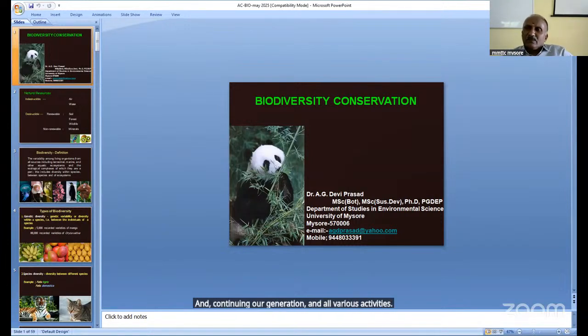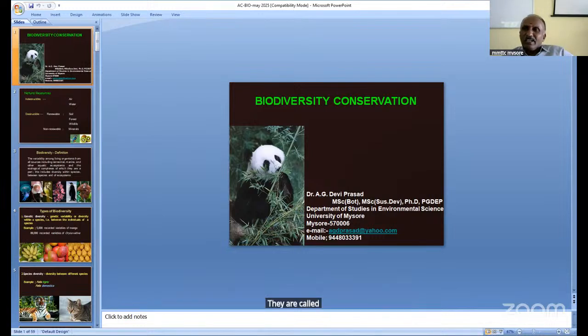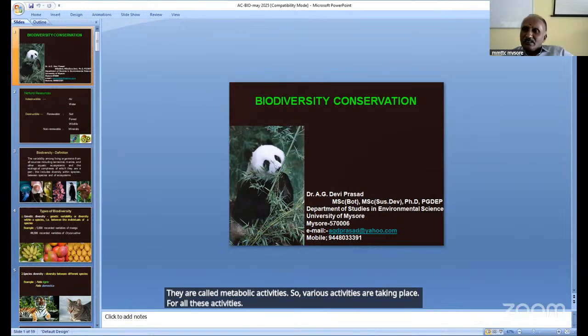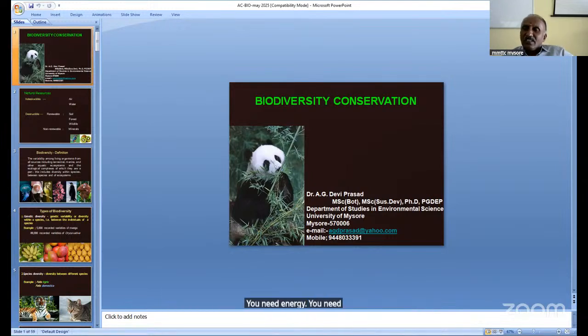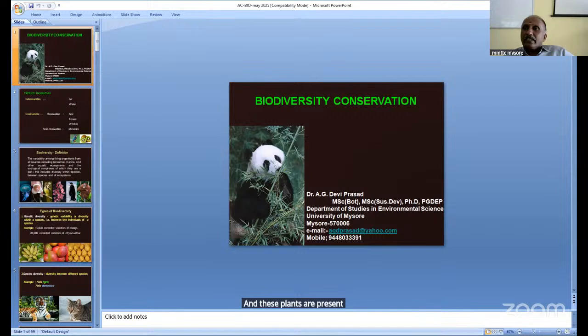The various activities taking place in living beings are called metabolic activities. For all these activities, you need energy. That energy is obtained from plants. Plants manufacture this food during the function of photosynthesis, and these plants are present in every ecosystem.